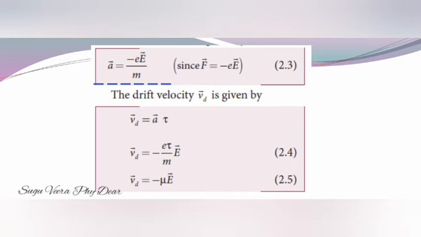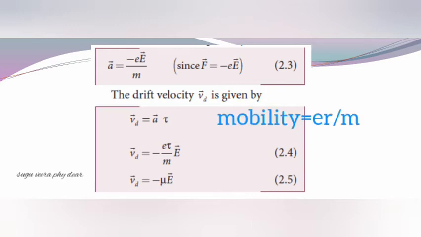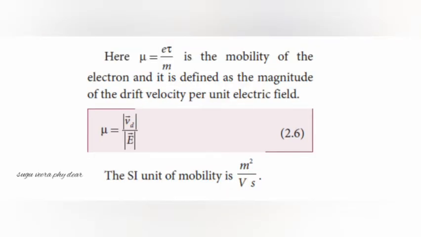The drift velocity Vd is given by Vd = aτ. Substituting the value of a in drift velocity, Vd = -eEτ divided by m. Rearranging, the constant value is -eτ divided by m. This value is μ, the mobility. So drift velocity Vd = -μE, where μ is mobility, E is electric field, and Vd means drift velocity.